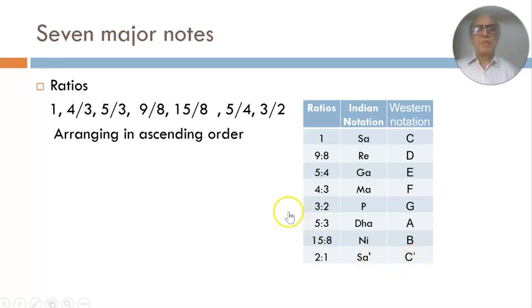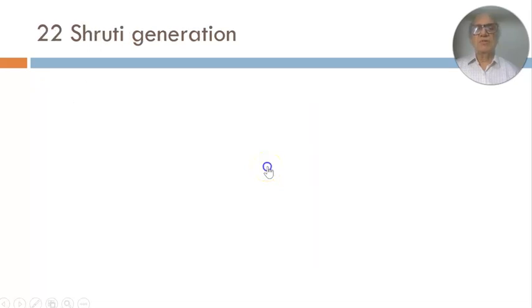Okay. So now we got these ratios. Using these ratios, we can generate further ratios and finally we'll get 22 Shrutis. Remember, in the equally tempered scale, we have got just 12 notes in one octave, whereas in the 22 Shruti scale, we'll get 22 notes. So we want to use these notes in order to generate further ratios, which will give us the Shrutis. So let's see how that is done.